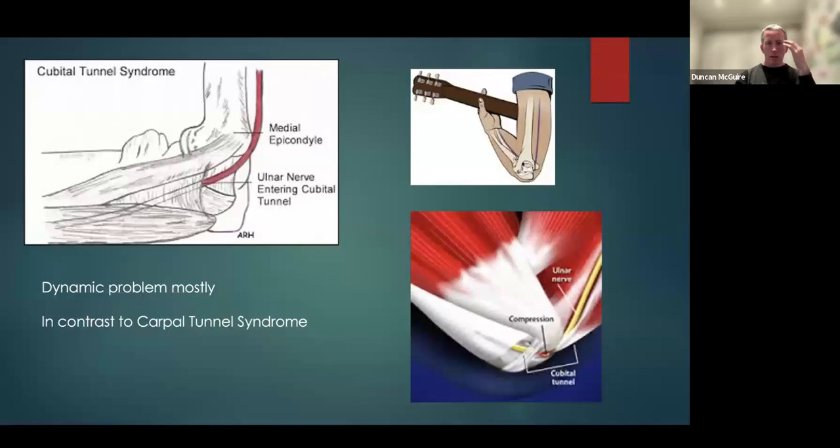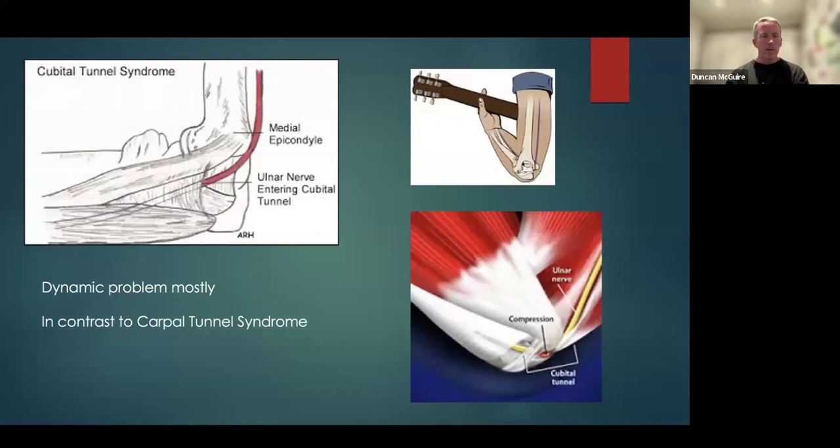This is in contrast to carpal tunnel syndrome, which is a static problem. The roof of the carpal tunnel gets thick and there's reduced space in the carpal tunnel, and it's there all the time. With cubital tunnel, it's not there all the time, and it's really a dynamic problem mostly.